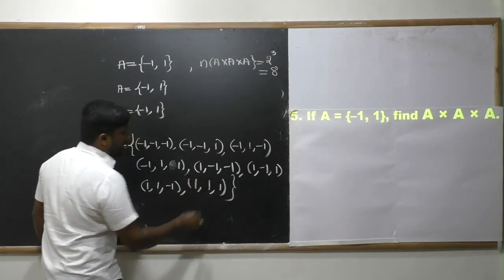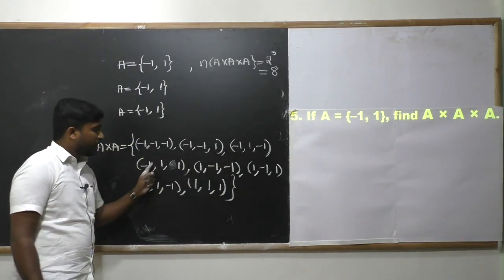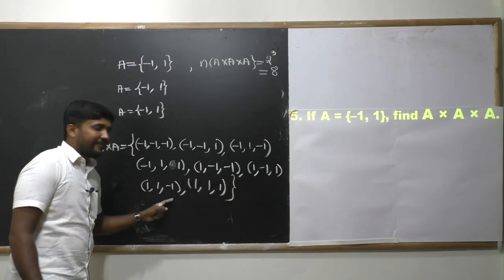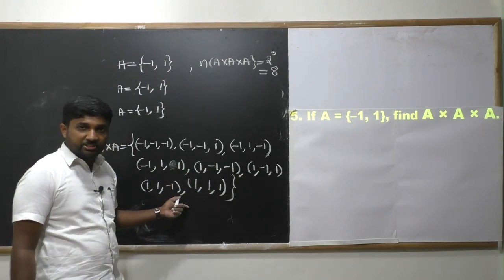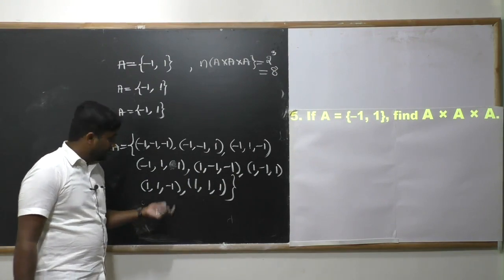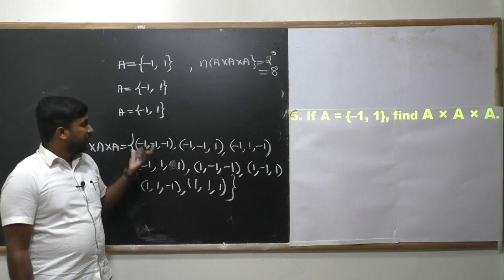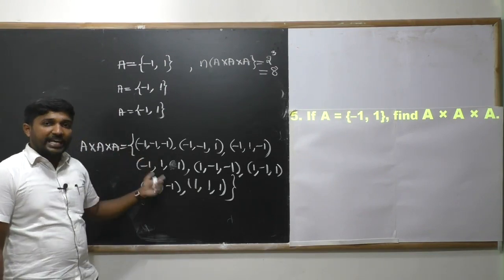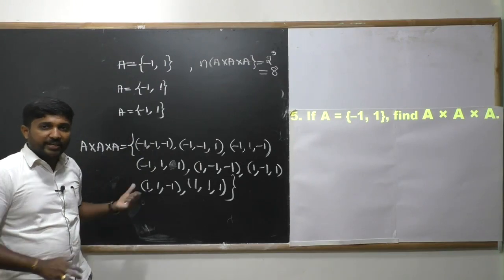So, how many ordered triplets are there? 1, 2, 3, 4, 5, 6, 7, 8. All the 8 ordered triplets are distinct, right? Please check it out. Yes, this is A cross A cross A for the given set A having 2 elements. Got it? Okay.